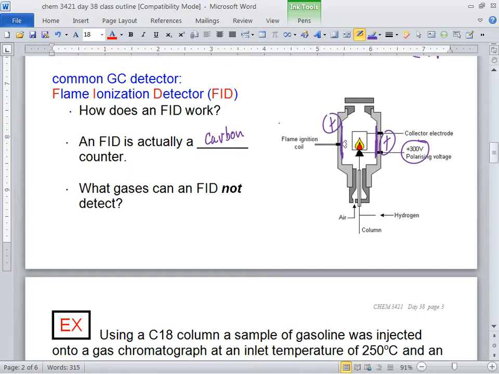Okay. Are there some gases that a FID could not detect? What's that? What could it not detect? Neon, argon, good, krypton, all those. But you don't come across those very often. Except, ooh, nitrogen, hydrogen, very good. There's one that will make this detector extremely, extremely useful for analyzing environmental contaminants in our environment. It can't detect H2O. It can't detect water.